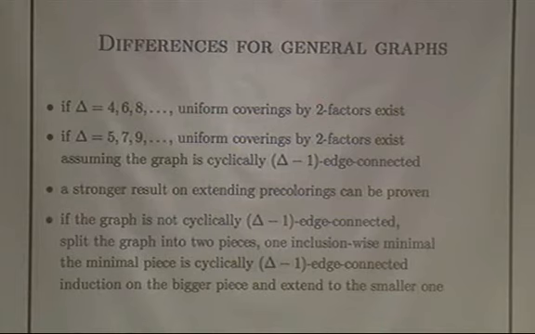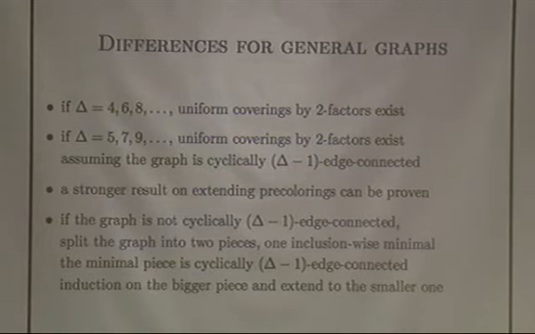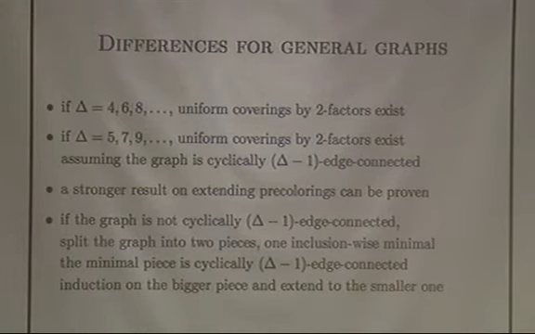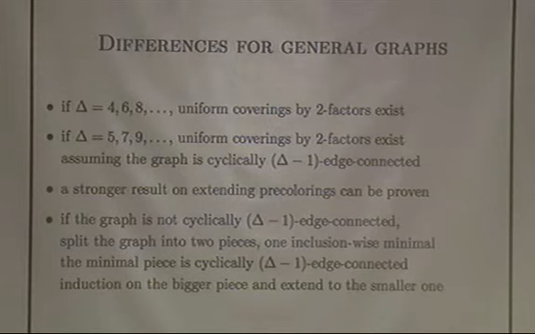Unfortunately, the same is not true if delta is odd, and I can find this uniform covering only under the assumption of some connectivity. The connectivity that I am assuming is that the graph is cyclically delta minus 1 edge connected. The cyclic edge connectivity of a graph is the minimum number of edges that I have to remove from my graph to create at least two components containing cycles. In other words, a graph is cyclically 4-edge-connected if there is no collection of 3 edges separating two different cycles in my graph.